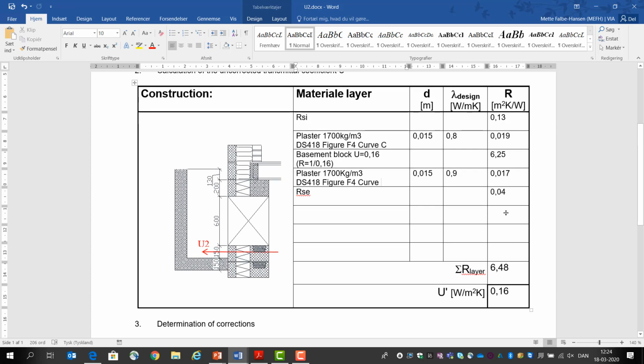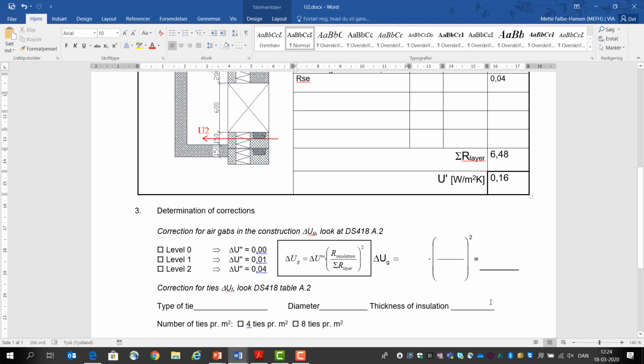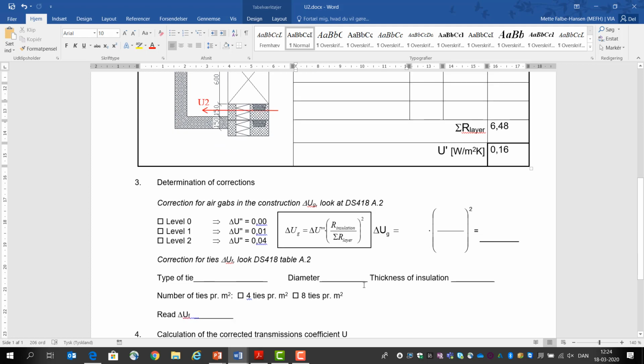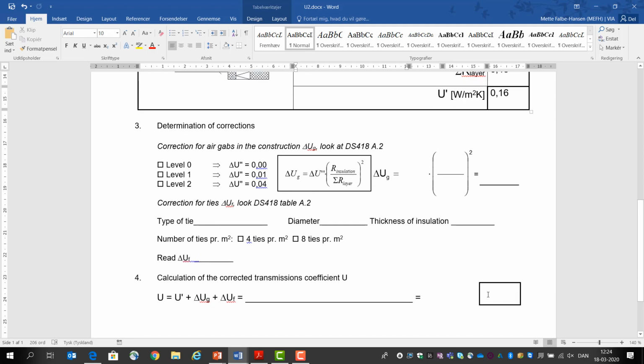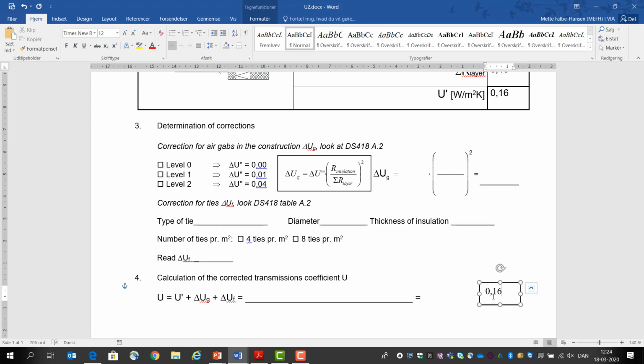I add them all together and get 6.48, and then I have 1 over 6.48, and I get the U value, U2, as 0.16, and that's the uncorrected. But as I do not have any air gaps, it's level 0, so no air gaps and no wall ties. So therefore, the U value of U2 will be 0.16.